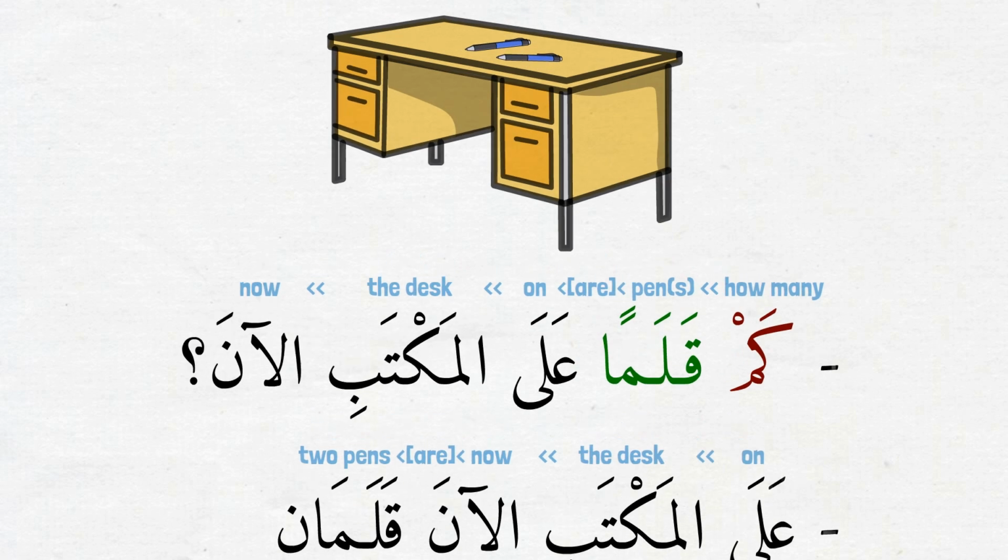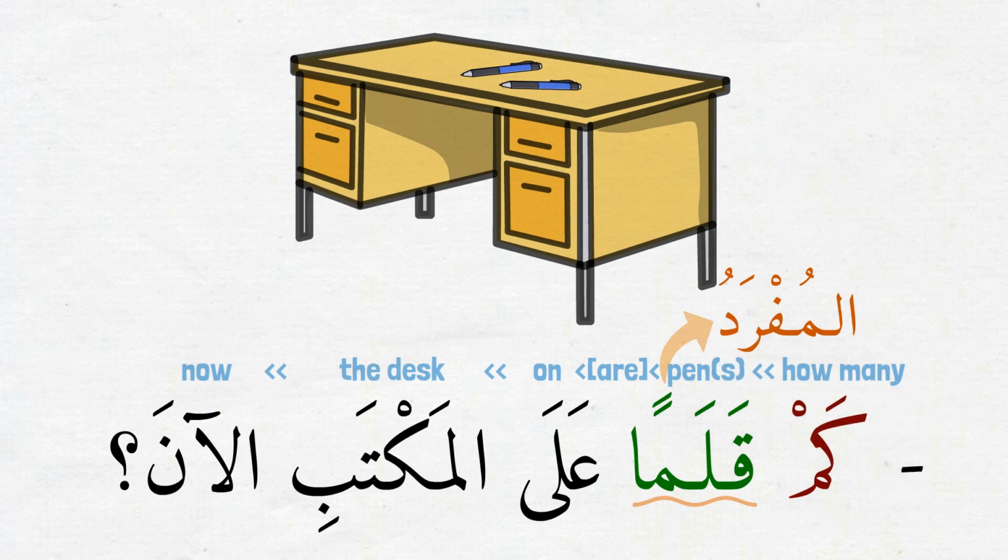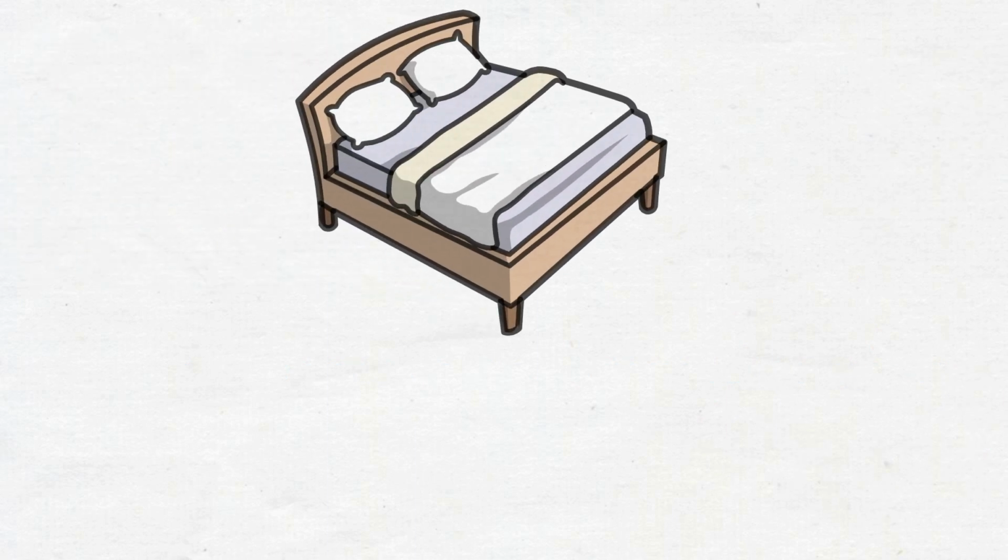One more important thing I would like to note here is that the ism coming after KAM is al-mufrad, singular, even though we are using plural words in translation. In other words, we should not say كم أقلاما على المكتب, but instead we should say كم قلما على المكتب, using the mufrad mansub wa nakira ism قلما.